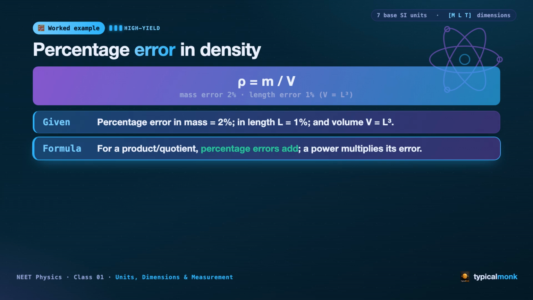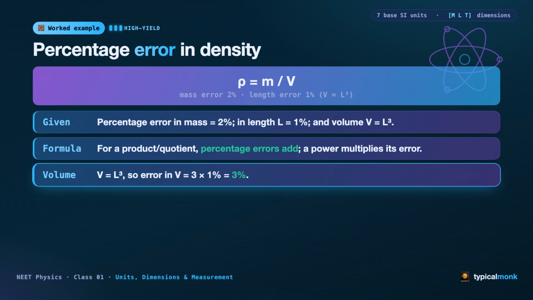Step 2. Recall the rule. For a product or a quotient, the percentage errors simply add, and when a quantity is raised to a power, its percentage error is multiplied by that power. Step 3. Handle the volume. Volume is length cubed, so its percentage error is 3 times the error in length. 3 times 1% is 3%.